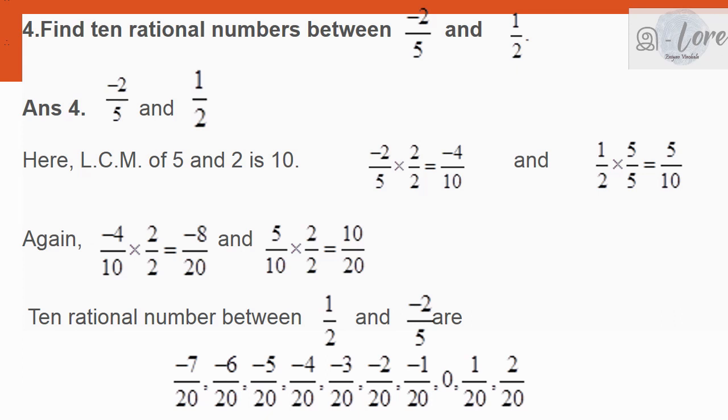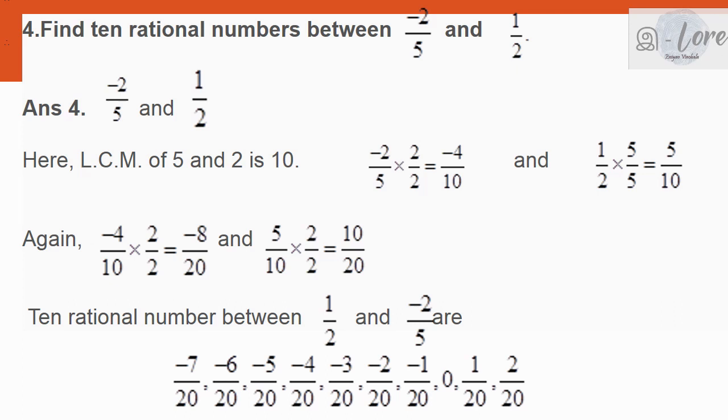So the first term is multiplied by 2 by 2: minus 2 into 2 will be minus 4, 5 into 2 will be 10. The second term: 1 into 5 is equal to 5, and 2 into 5 is equal to 10. That is the product of numerators by the product of denominators. Now again you can check: minus 4 by 10 and 5 by 10.